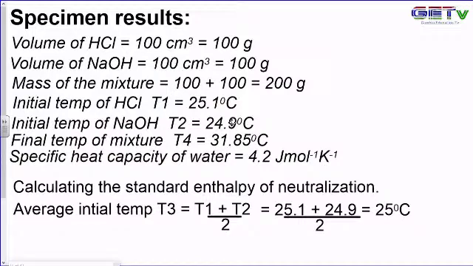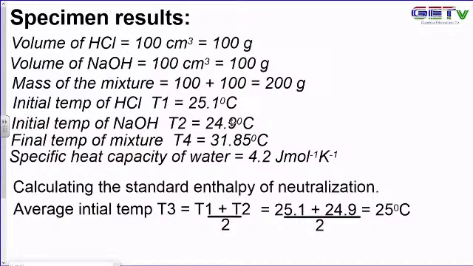And this mass of the mixture involves both the acid and the base, because each of the acid and the base is equal to 100. So you add these two masses and then you have your 200 grams. Initial temperature of the HCl, that is T1, is equal to 25.1 degrees Celsius. That is the initial temperature of the acid. Again, the initial temperature of the base, which is sodium hydroxide, which is T2, is equal to 24.90 degrees Celsius.